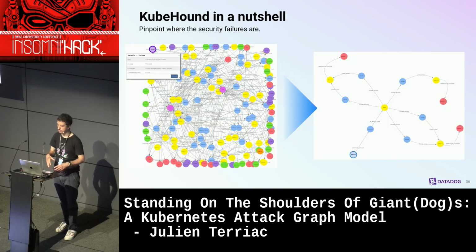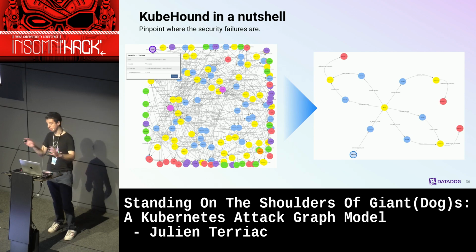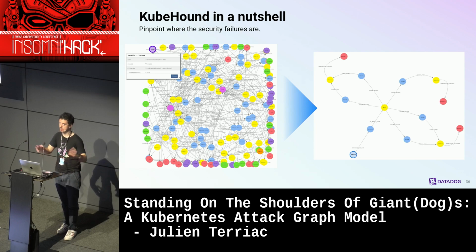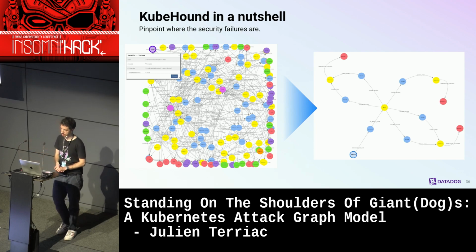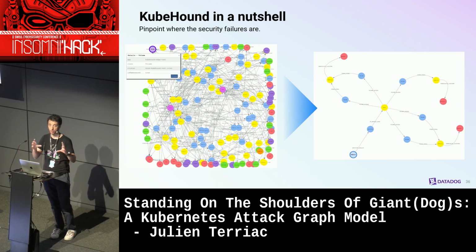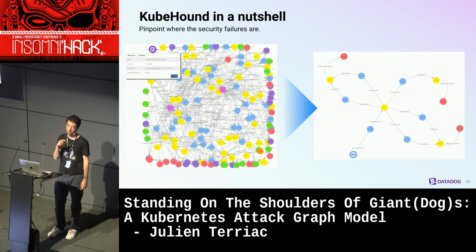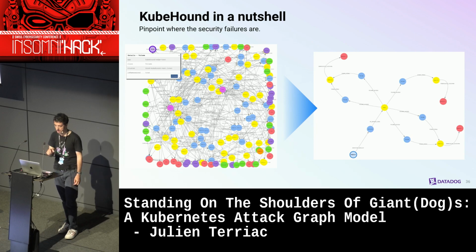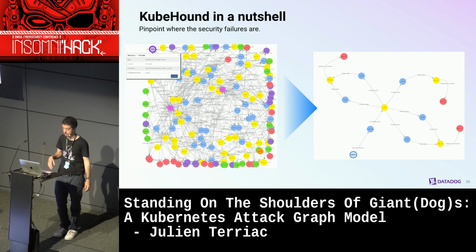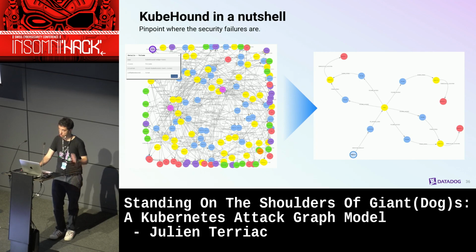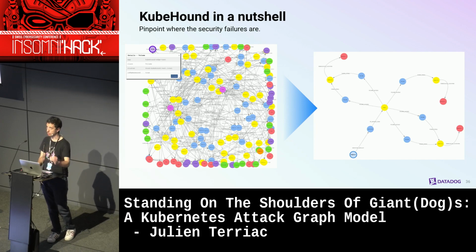And the goal is to get from the left side to the right side, because basically when you build all those paths, it really gets crazy pretty quickly. Even here on the left, I have to limit it, and this is from the cluster I just showed you. So just imagine if you do the same on a 20K container cluster, well, it really gets messy pretty quickly. So the goal is really to pinpoint where the security failures are, but where the important ones are, and that's really what we want to do with Hound.